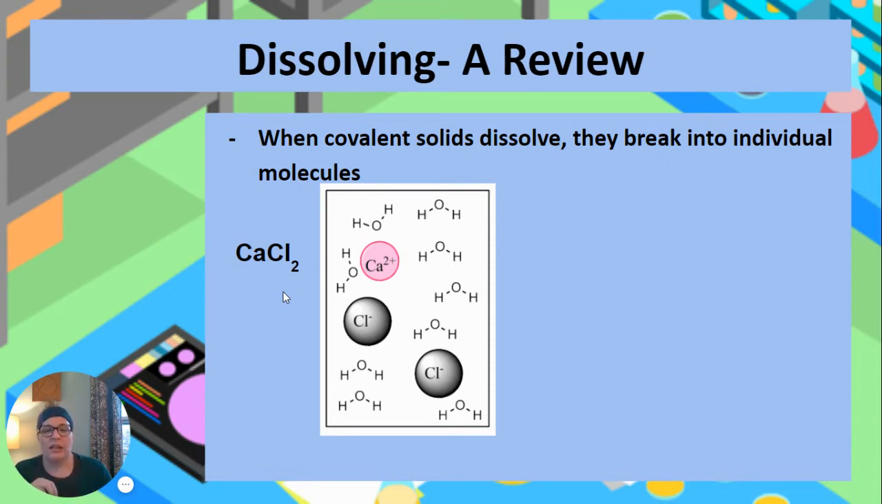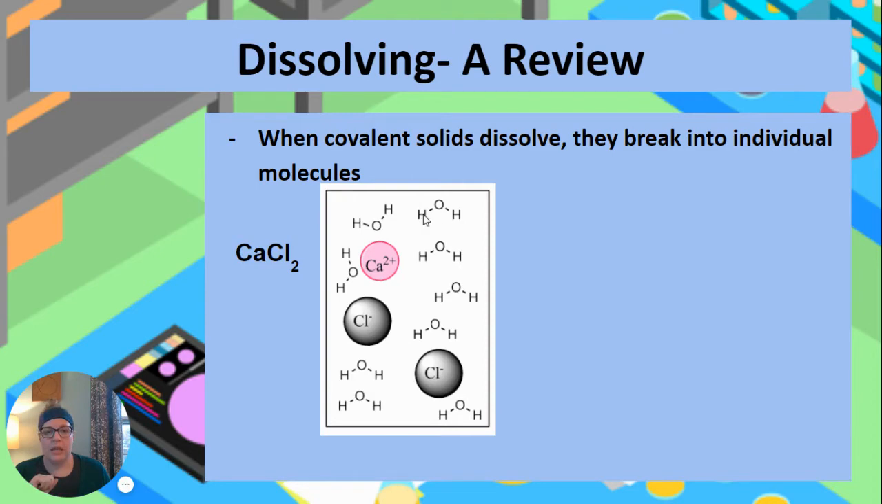So again, in this case, it's one calcium 2+ and then 2 chlorine minuses, or what we call the chloride ions. Each chloride has its own oxidation number of -1, and it takes 2 of them to neutralize or cancel out that calcium.